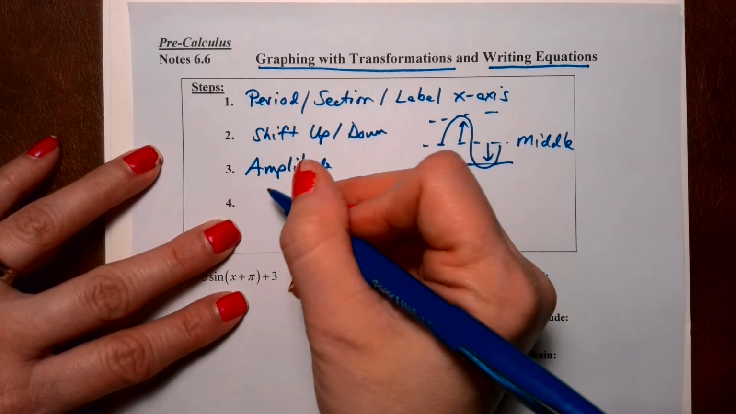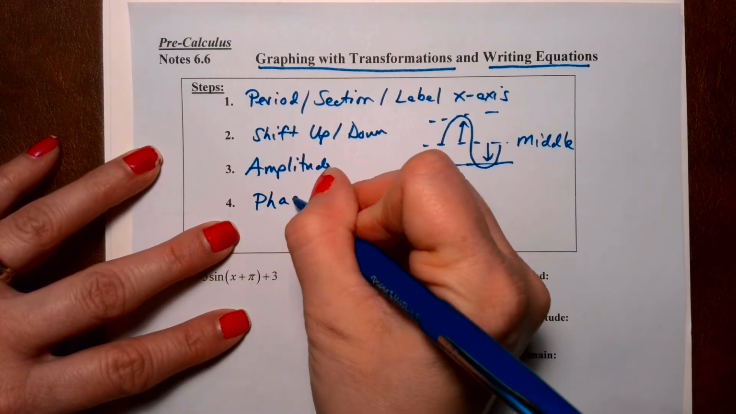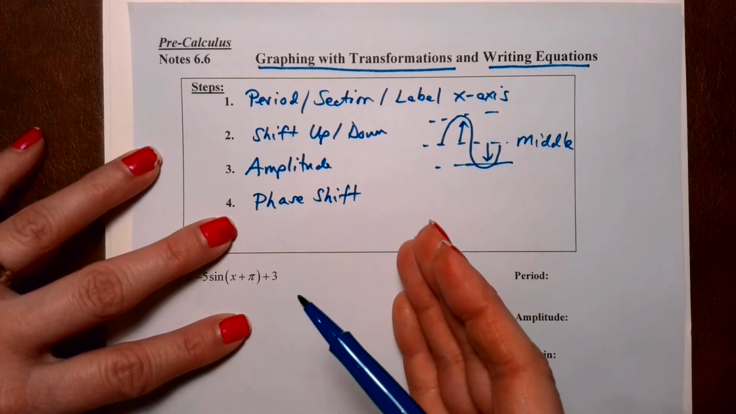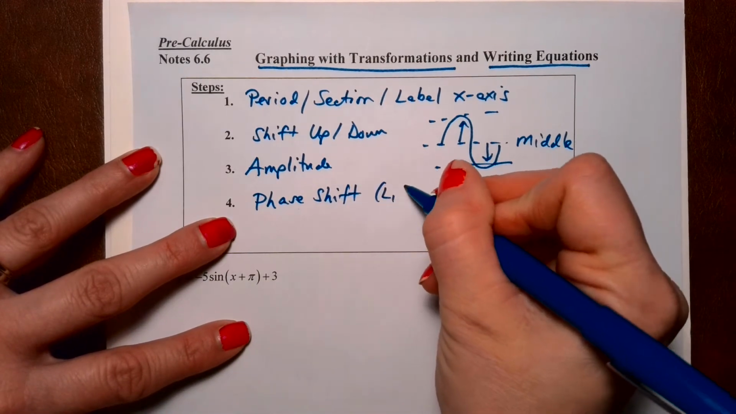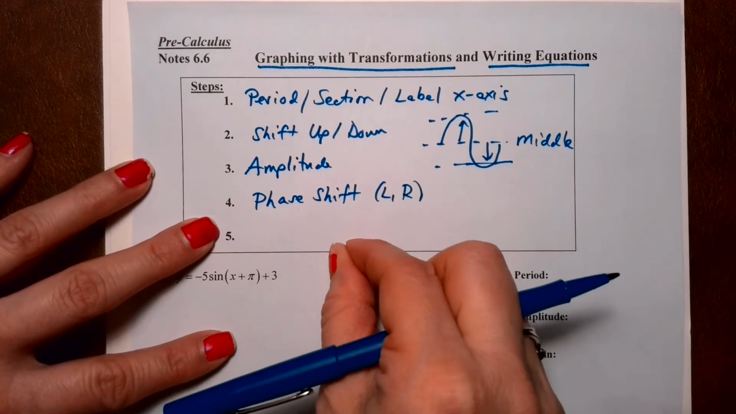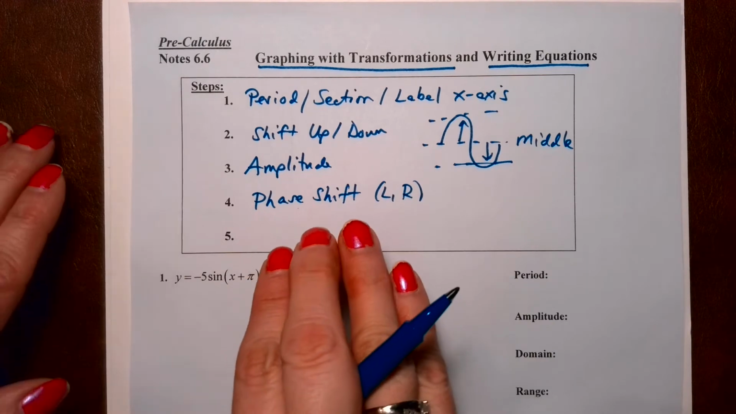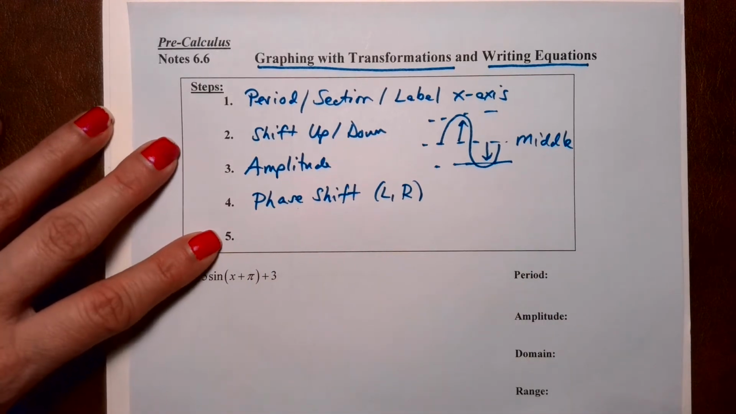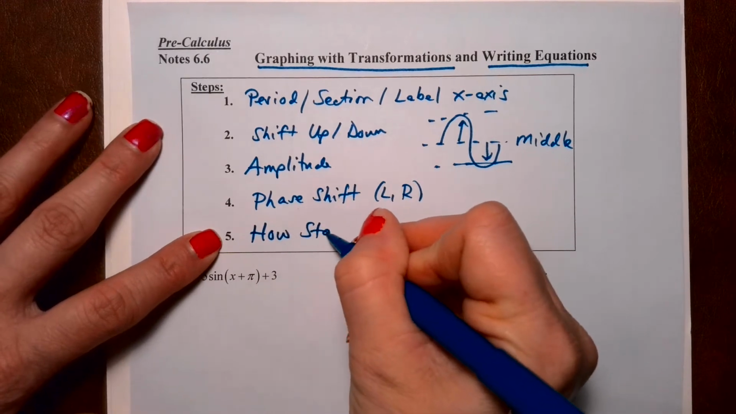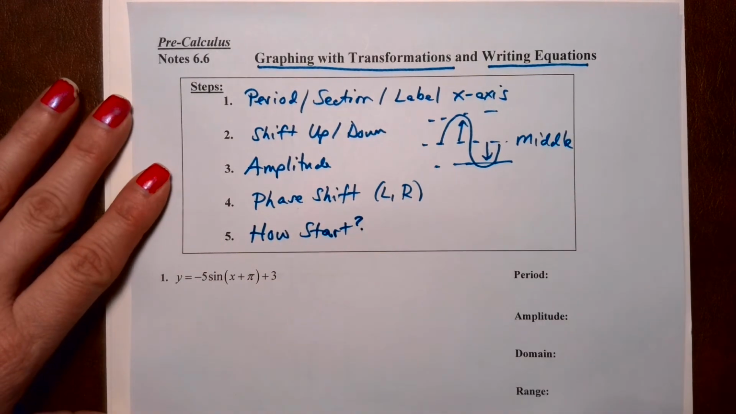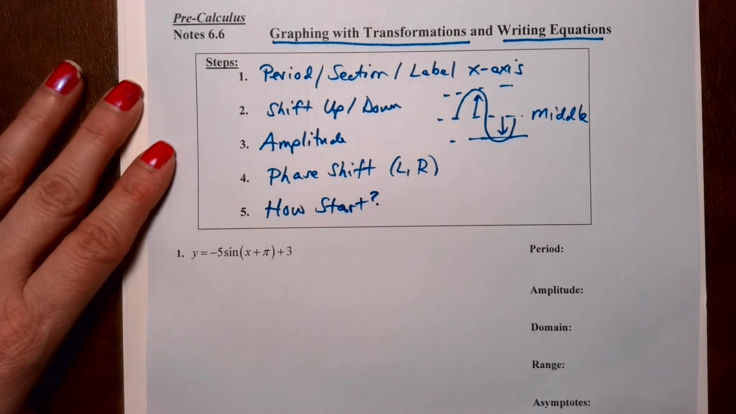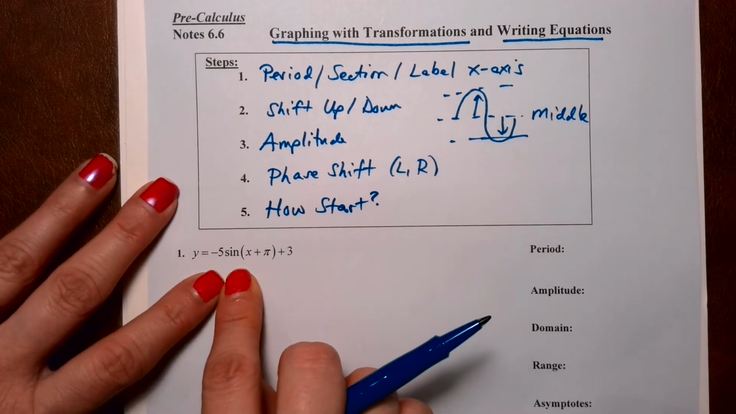The fourth thing we'll do is figure out the phase shift. The phase shift is how you shift left and right. It's shifting left and right, but because it's periodic and it keeps repeating, it's not like the vertex is now to the right. It's just that the whole graph shifts left or right. And then, of course, you have to ask yourself, how does it start? How does the sine graph start? Think spaghetti, right? So for this first example here, let's go through our steps.